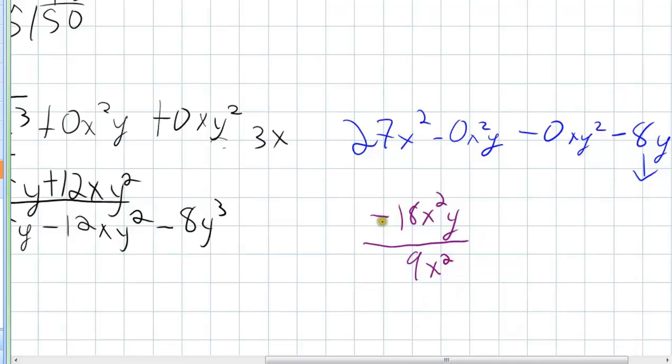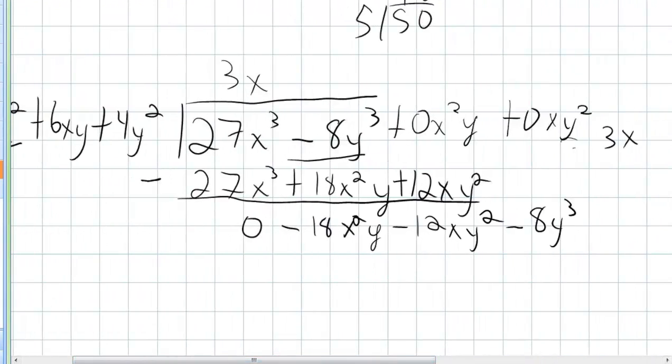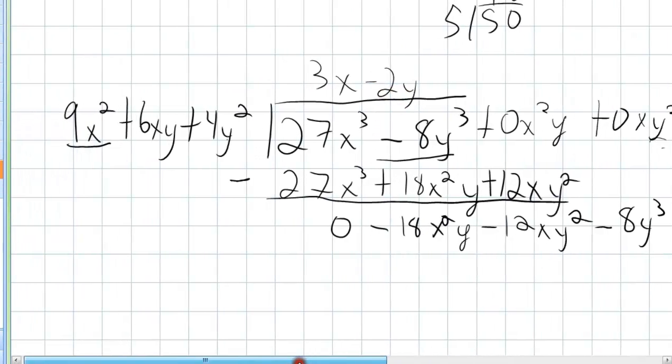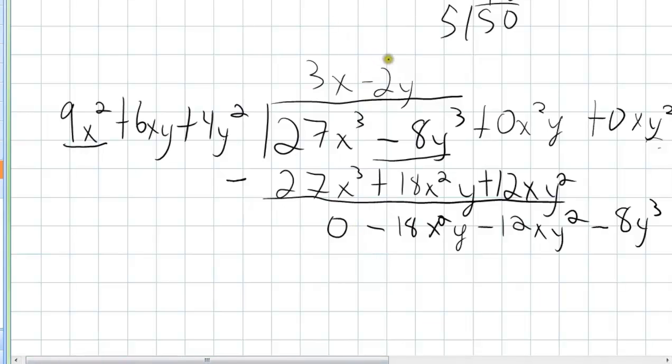Okay, so here's a negative sign, so it's going to be negative, right? 18 divided by 9 is 2. The x squareds will cancel, and I'm just left with y. So negative 2y. Okay, so negative 2y. So now I'm going to multiply this number by everything here, okay? So negative 2y times 9x squared is negative 18x squared y.